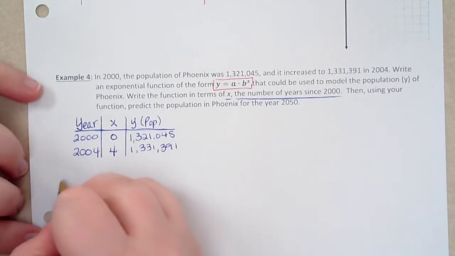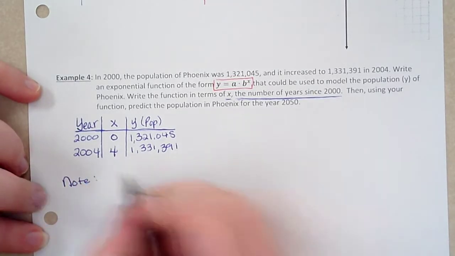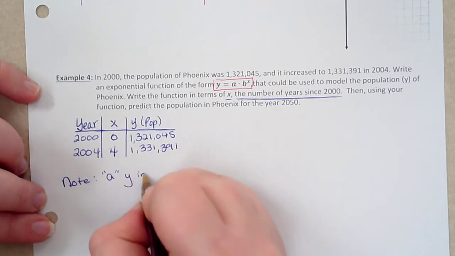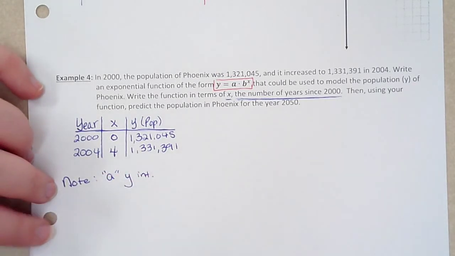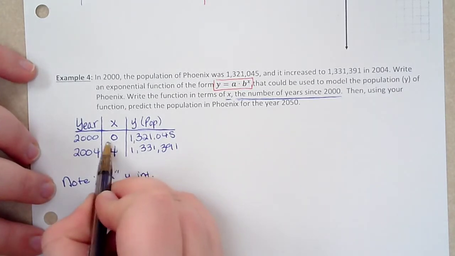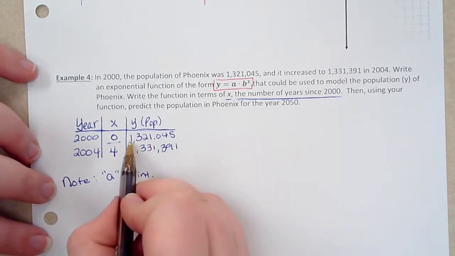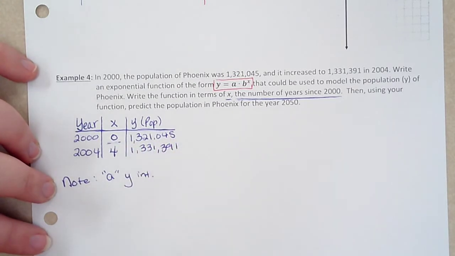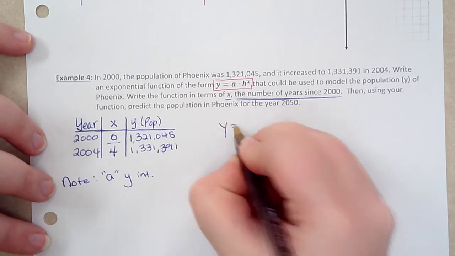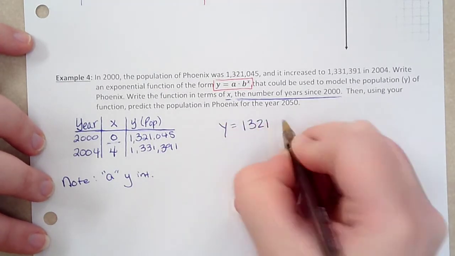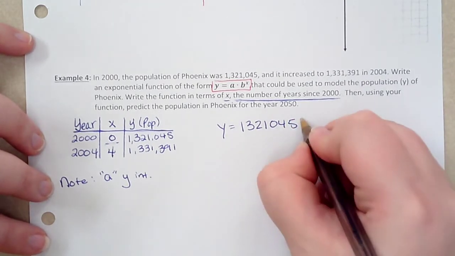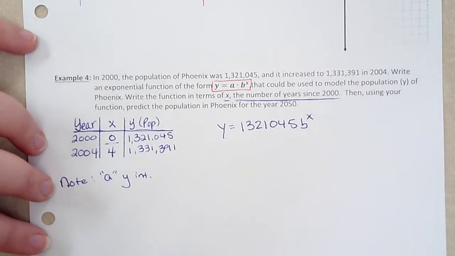Well, we know that A is the y-intercept. And how is that going to help us? Well, we know that if we are at 0 on our x-axis, then whatever y that goes with it is going to be our y-intercept. So we can right away say y is equal to 1,321,045 people. Now, we don't know our b yet, and we don't know our x yet.